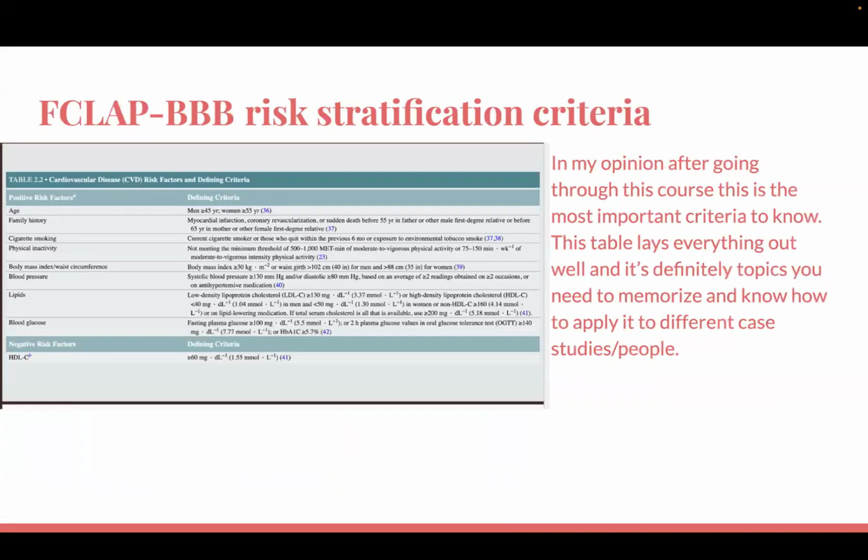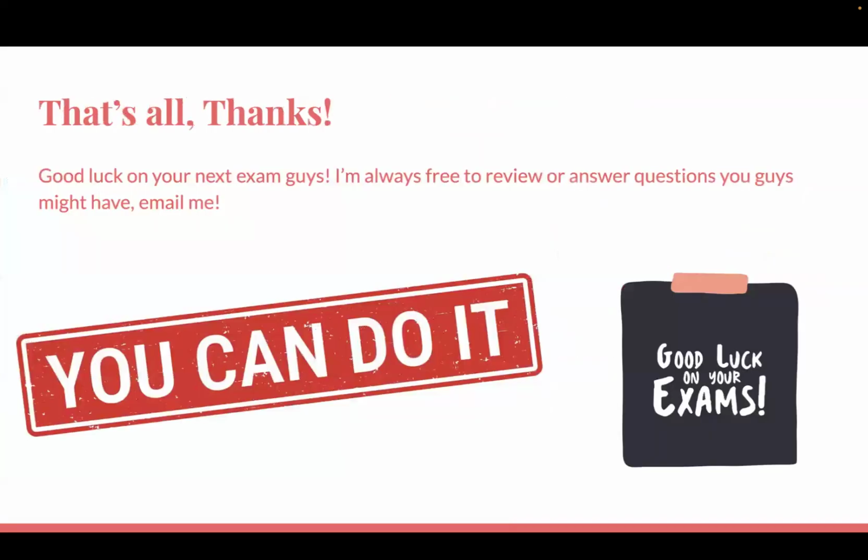And then this is the FCLAP BBB risk stratification criteria. In my opinion, after going through this course, this is the most important criteria to know. So this table lays out everything pretty well, and it's definitely topics you need to memorize and know how to apply to different case studies and people. So yeah, we'll go over this. This consists of family history, cigarette smoking, age, physical inactivity, body mass index, blood pressure, lipids, blood glucose, and HDL. And they all have their own defining criteria here.